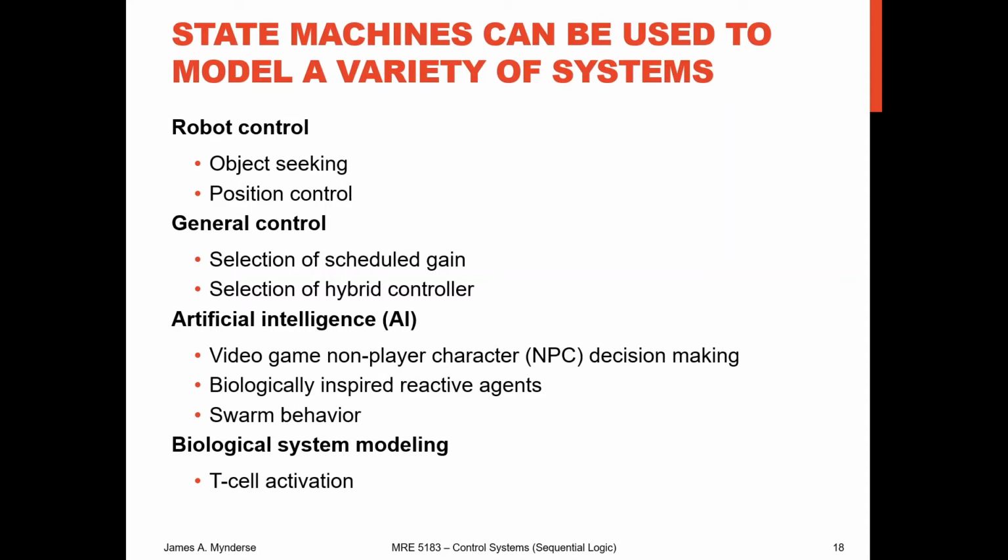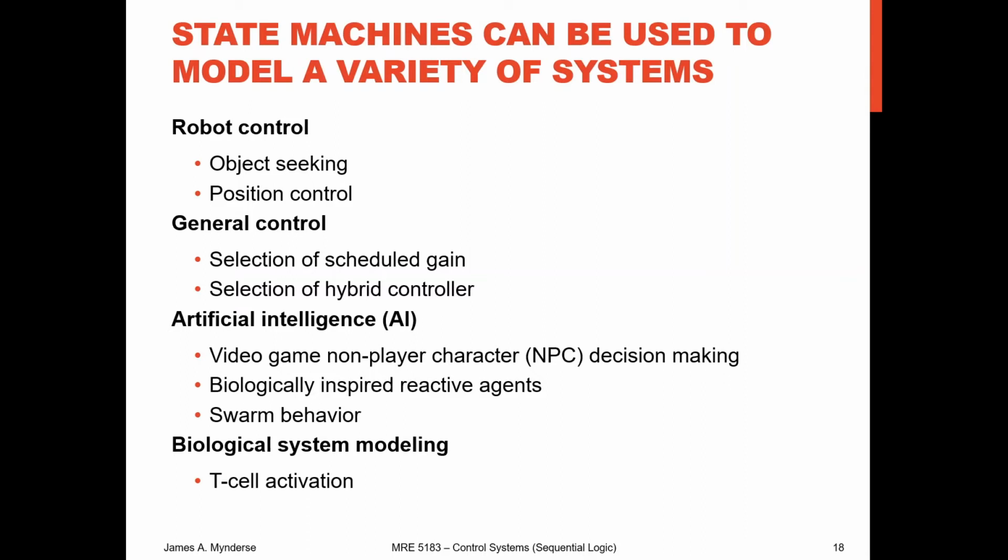So you can talk about robot positioning. If you've got an object seeking or a position control, as long as what you're talking about is going to be purely binary, on-off sorts of things, which does work in a lot of cases, you can do robot control. You can do selection of gains in a gain schedule controller or a hybrid controller.